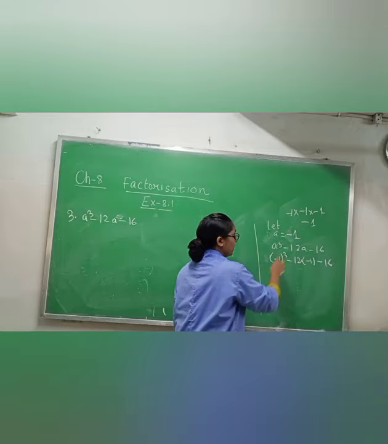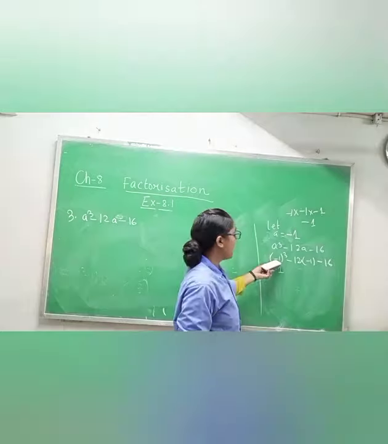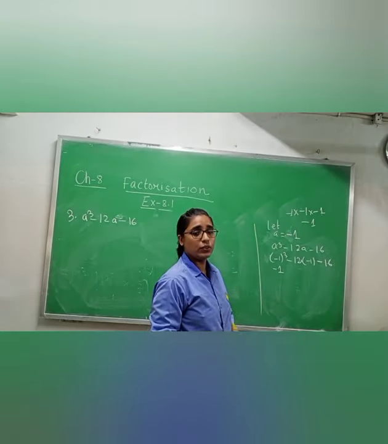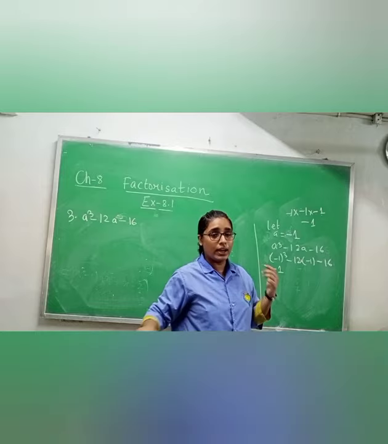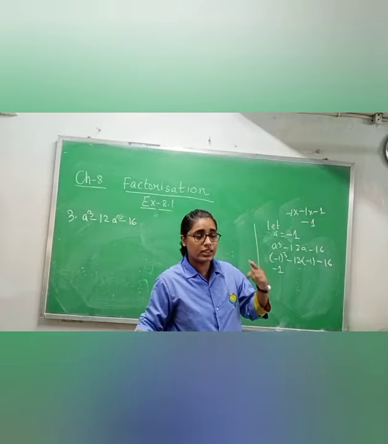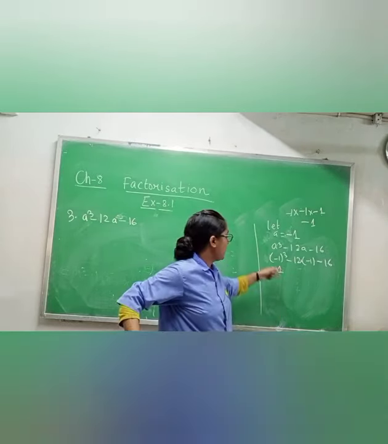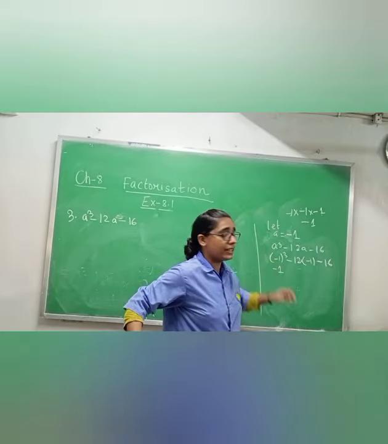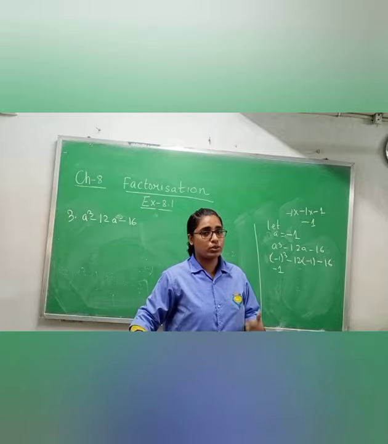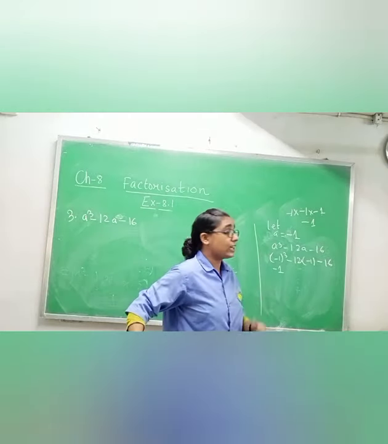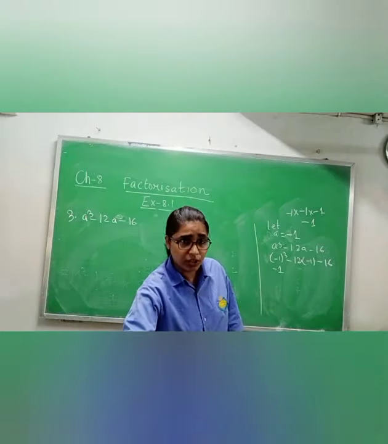The shortcut is that when the power is odd, then if you have a minus sign you have to write it. If you have power as an odd number, like 1, 3, 5, 7, and so on, then that minus sign you have to write. If you have even numbers like 2, 4, 6, 8, then at that time the minus sign will be removed.